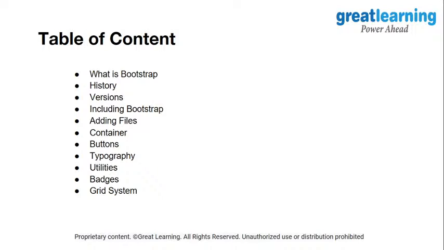So great. Now, what is the table of contents? What are the things that we are going to cover in this session? What is Bootstrap, the history of Bootstrap, and versions. Right now we are on version... what version are we on right now? Then how to include Bootstrap, adding files, why those files are necessary, containers, buttons, typography, utilities, badges, and the grid system.